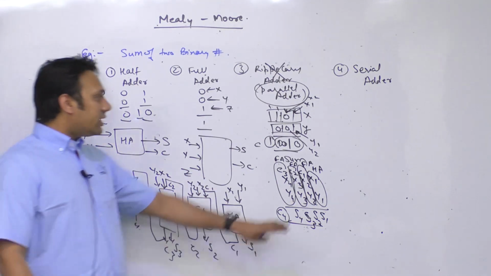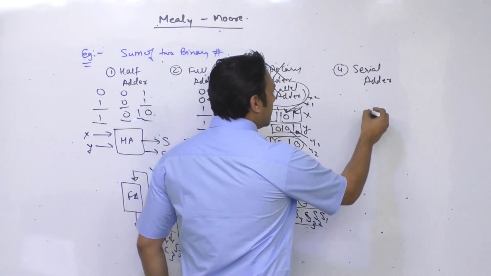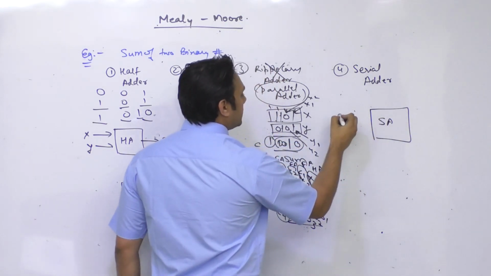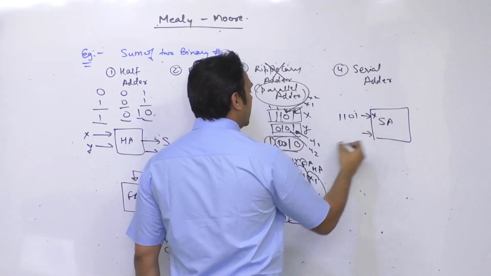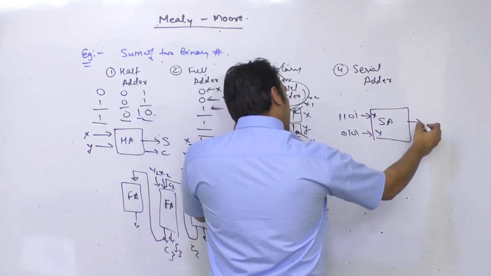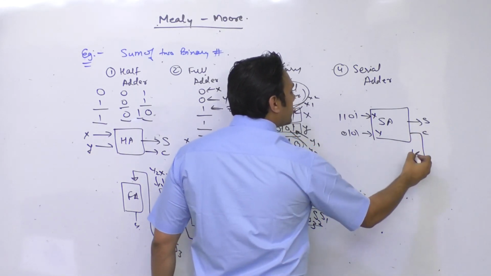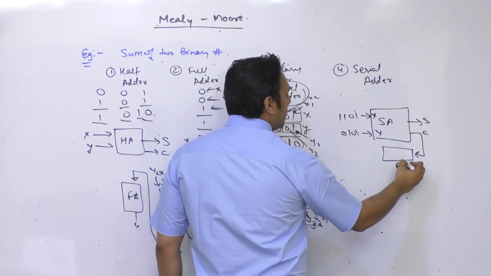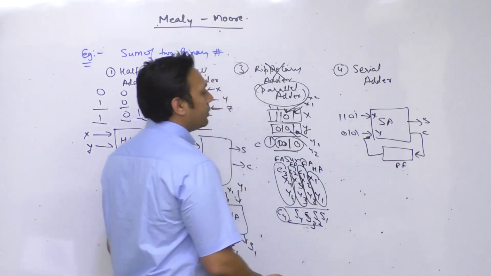But then we have one more example, which is a serial adder. In a serial adder, you give these numbers serially to the serial adder. So you give this number which is 1101, which is your number x. You give the second number which is 0101, which is your number y. It will produce the sum, and whatever the carry is going to be, it is going to store this carry in this cell, which is basically a flip-flop, right? And then it will give the carry again as an input here.